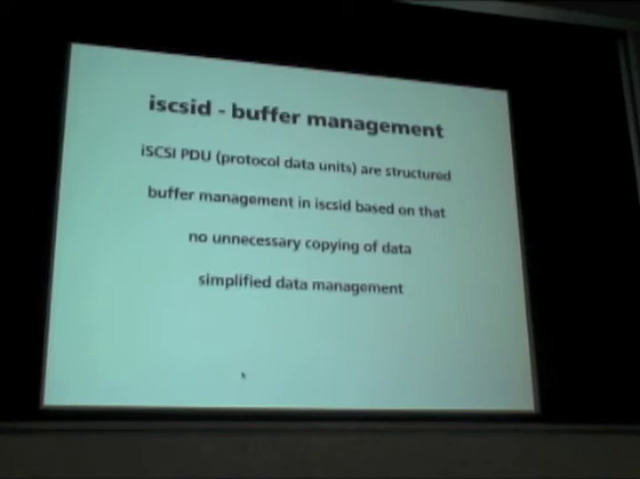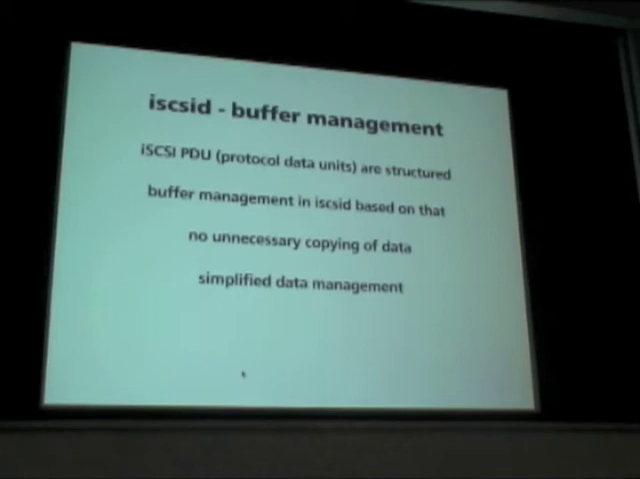So we have these protocol data units, and in iSCSI they're structured. They start with a fixed header, and then they have optional data and everything. Because of this, I decided to try to mimic this idea of having a fixed header and then sub data connected to it in the buffer management. The idea behind this is that we try to avoid unnecessary copying of data around, and in the end, hopefully, results in simplified data management.